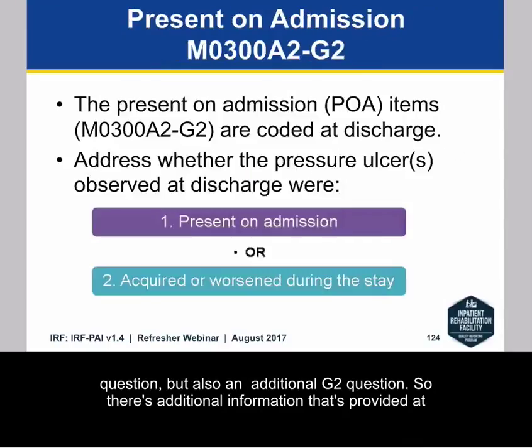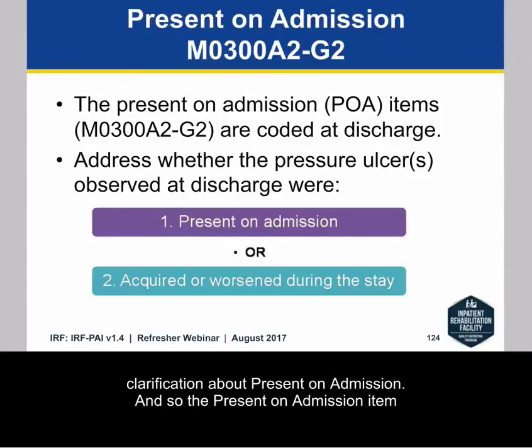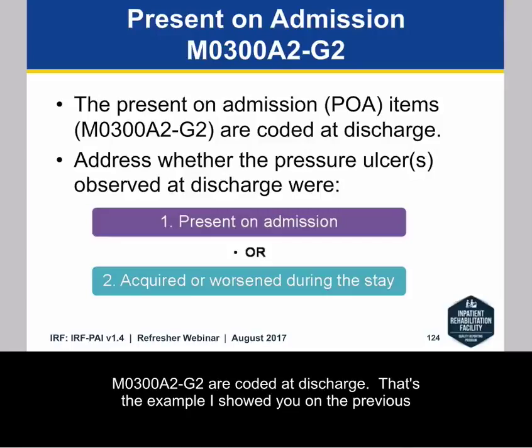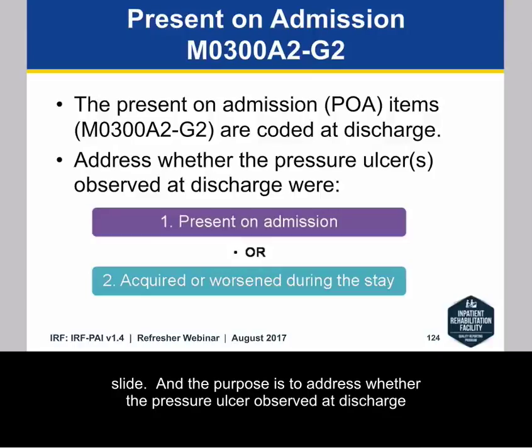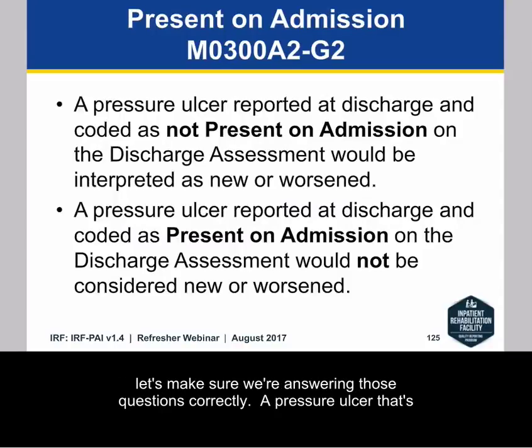So let's talk about the items. One of the concerns that's been raised is clarification about present on admission. And so the present on admission items, M0300A2-G2, are coded at discharge, and that's the example I showed you on the previous slide. And the purpose is to address whether the pressure ulcer observed at discharge was either one, present on admission, or was it acquired or worsened during the stay. So let's make sure we're answering those questions correctly.